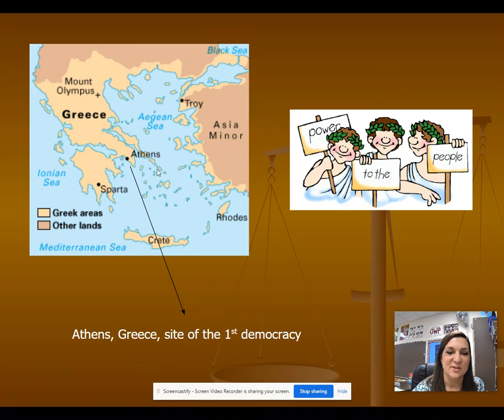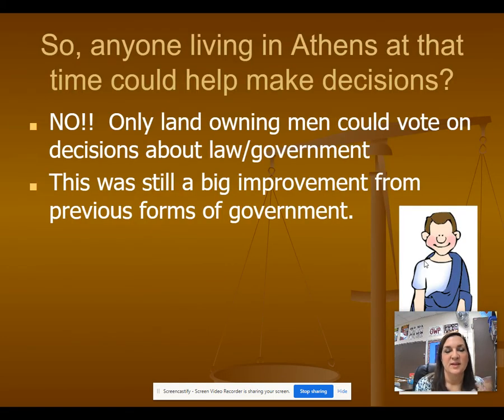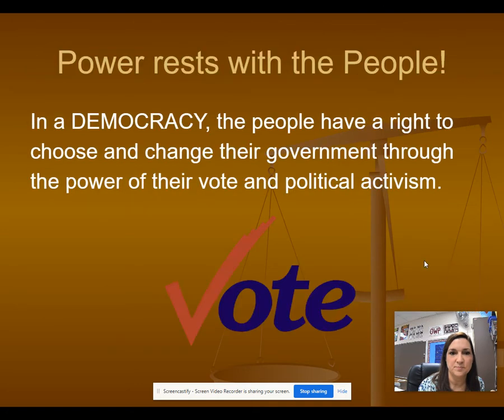Again, you can see a close-up map of Greece. Here's the city-state of Athens. So here's the thing about that first form of democracy. Could anyone living in Athens at that time help make decisions? No. Only landowning men could vote on decisions about laws and government, but that was still a big improvement from previous forms of government in that area where it was pretty much one person making all the decisions. So we've come a long way with democracies.